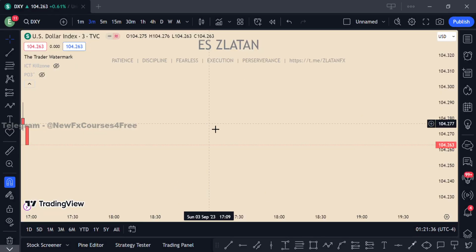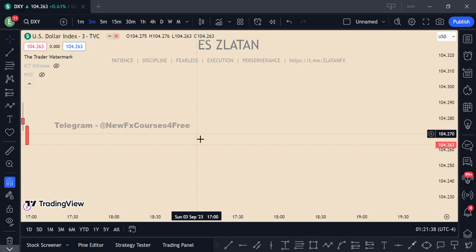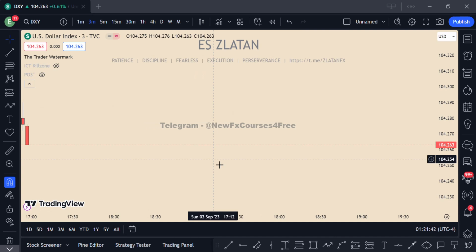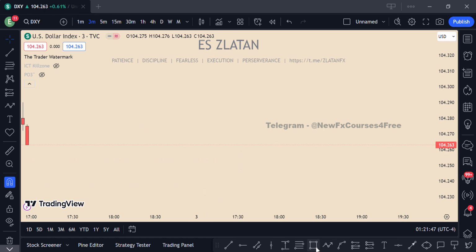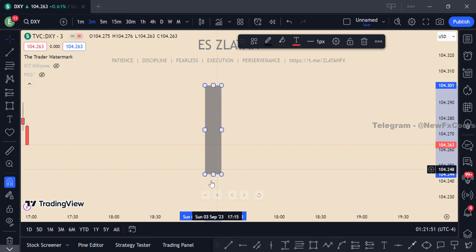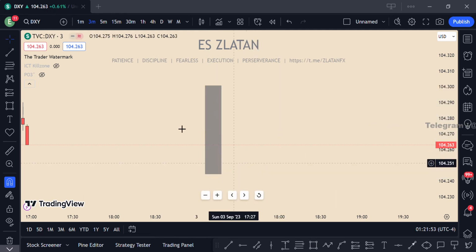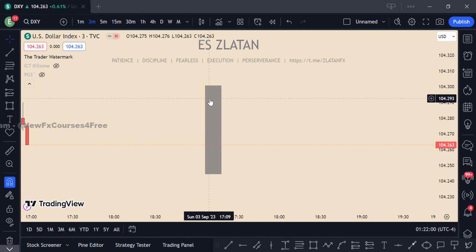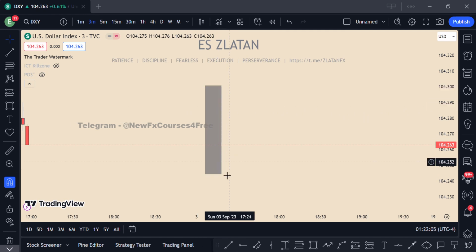So, liquidity and candles, right? On a simple note, each candle contains three basic moves, which are accumulation, manipulation, and distribution, right?